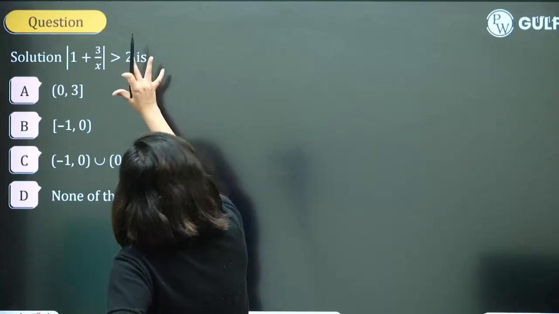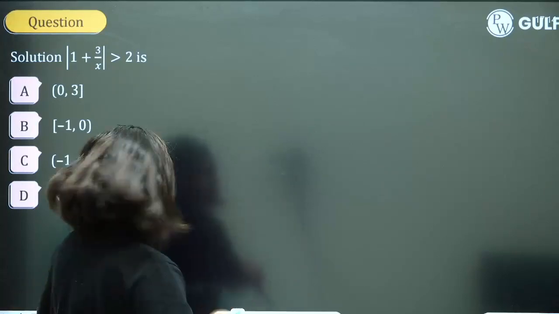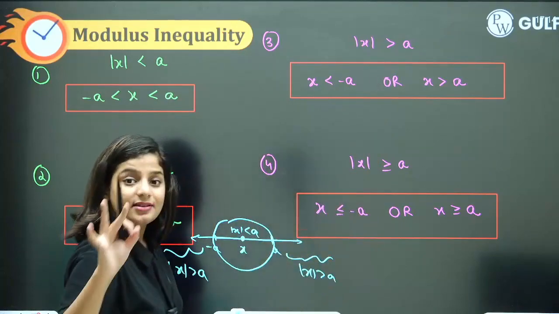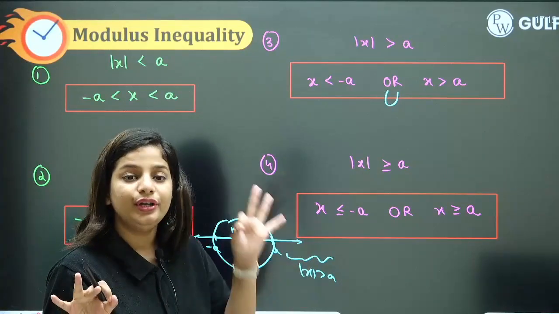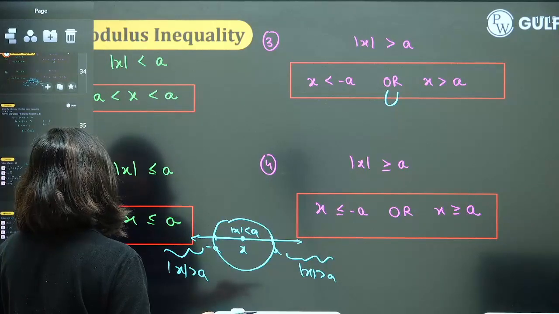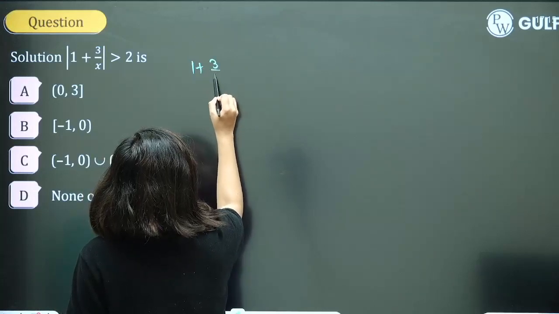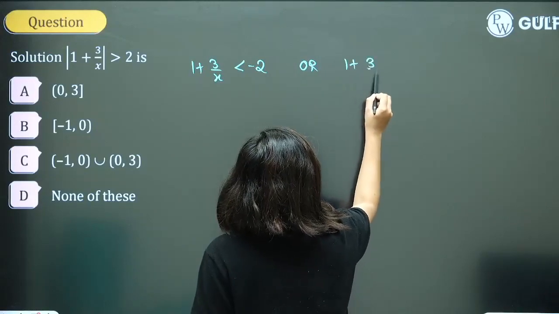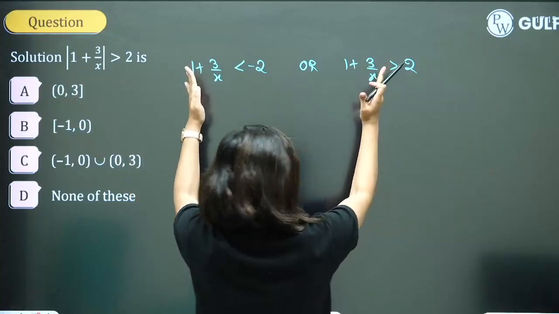Okay, if it is greater than, we know two cases will arise. I'll go back, guys. It's written 'or'. Or means union, and means intersection. Union means cases. In the chapter permutation and combination also you have seen that or means cases. So the two cases will be 1 plus 3 by x is less than minus 2, or 1 plus 3 by x is greater than plus 2. Either it's less than minus 2 or greater than 2, not in between.